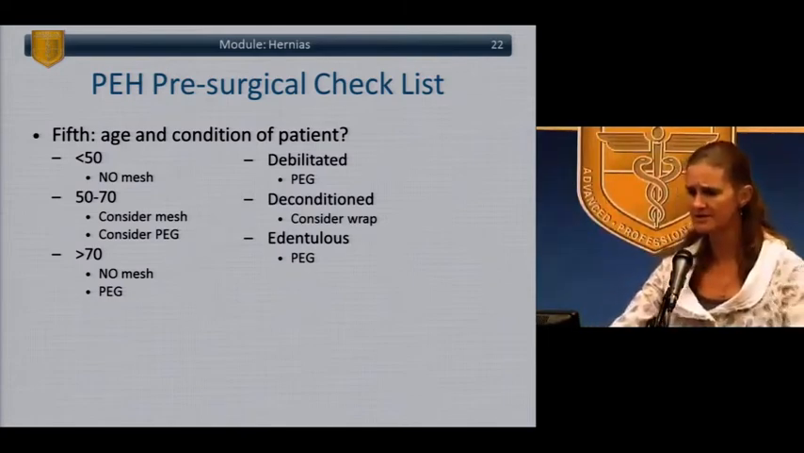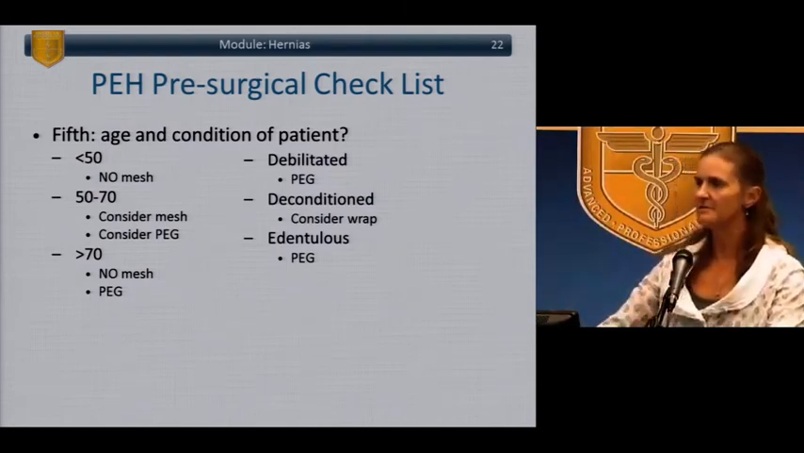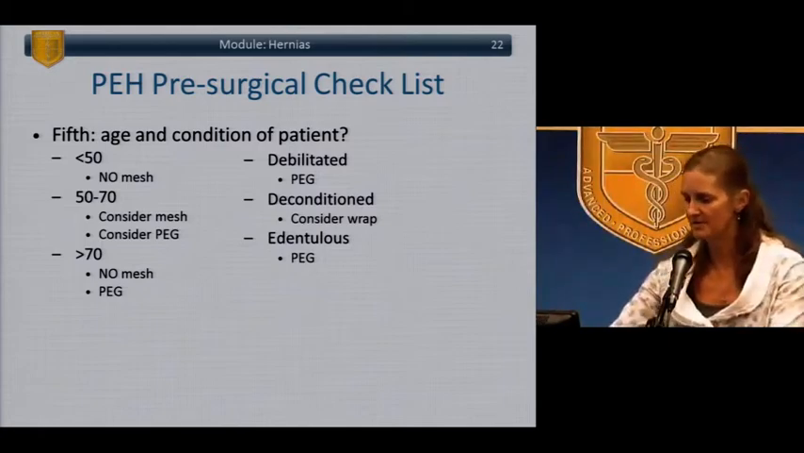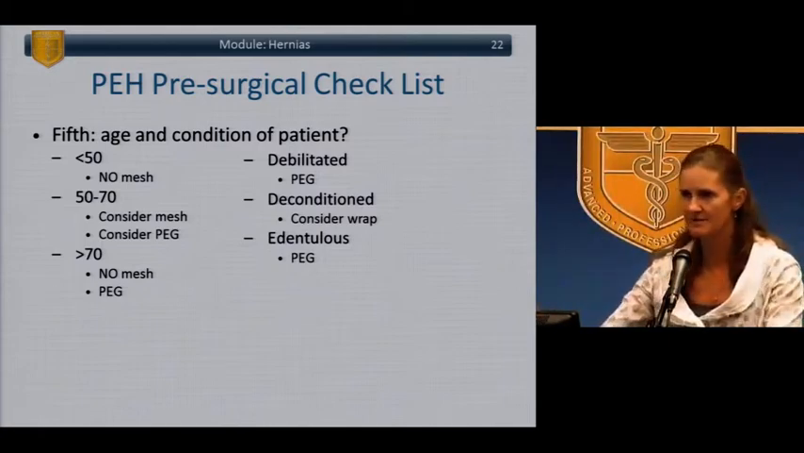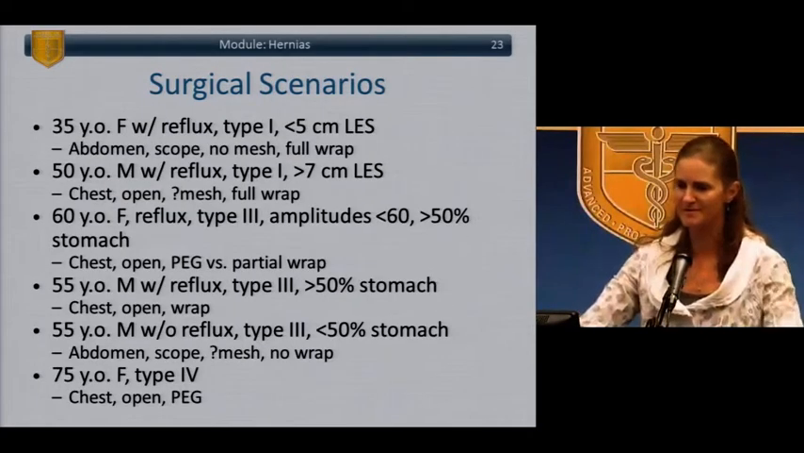Then you want to look at the patient's condition. If they're debilitated, just reduce it and peg them. If they're deconditioned, you might want to consider doing more than just a peg tube. And if they're edentulous and they're not eating, then obviously a peg tube is fine. You have to worry about them having bad reflux.